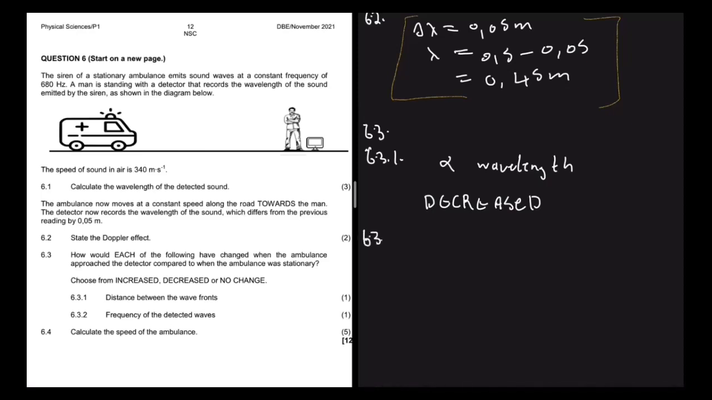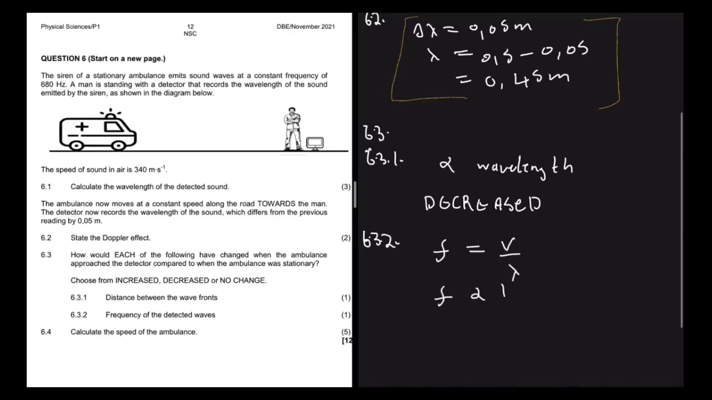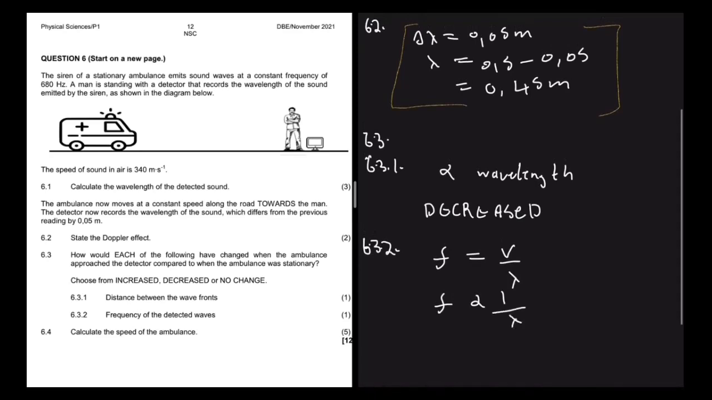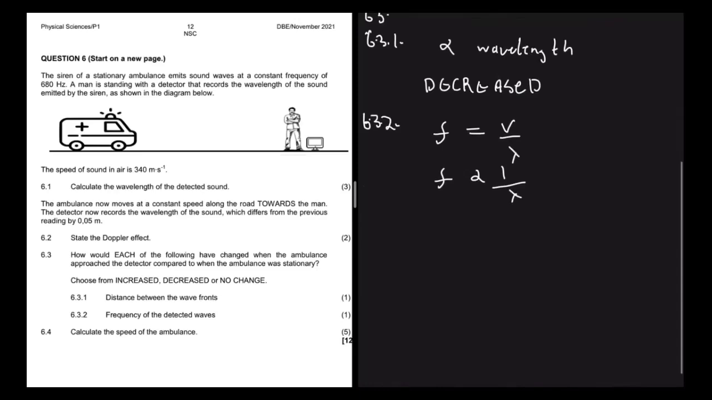And then we move forward to 6.3.2: how will the frequency of the detected waves change? Okay, the frequency is equal to the speed divided by the wavelength, right? So frequency is inversely proportional to wavelength. The wavelength went down, so the frequency goes up, right? So we're going to have increased.